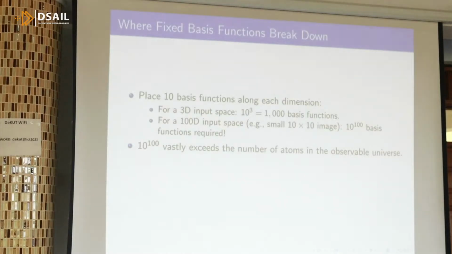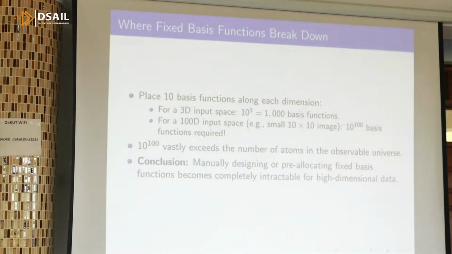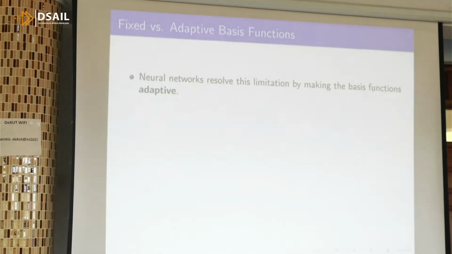So we can't use these linear models to fit real-world data that has very high dimensionality. Manually designing or pre-allocating fixed basis functions becomes completely intractable for high-dimensional data. We need a different kind of solution, all right? And what neural networks do is they resolve this limitation by making basis functions adaptive. So there are no fixed basis functions when it comes to neural networks. It's very adaptive. It fits itself to the data and decides what basis functions are required, all right?